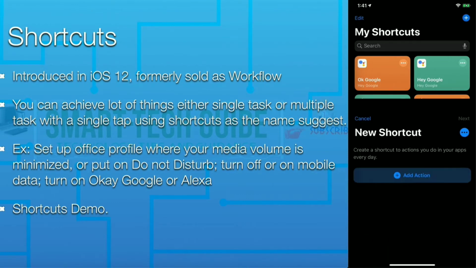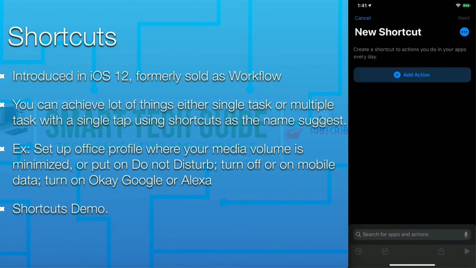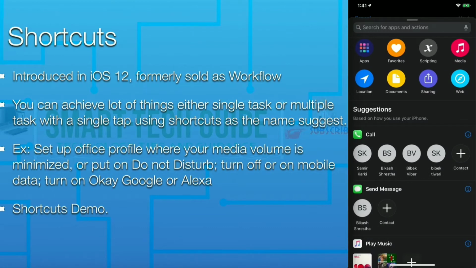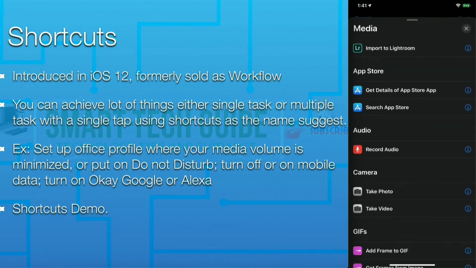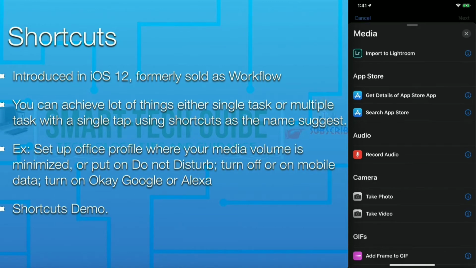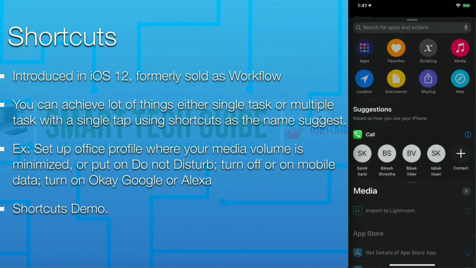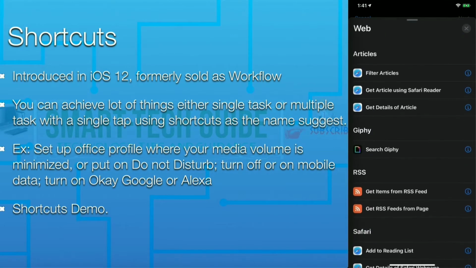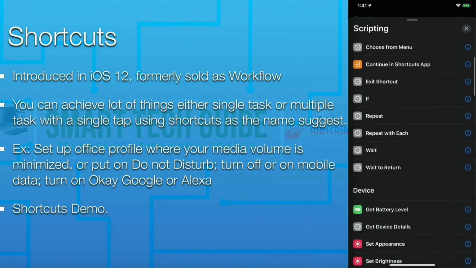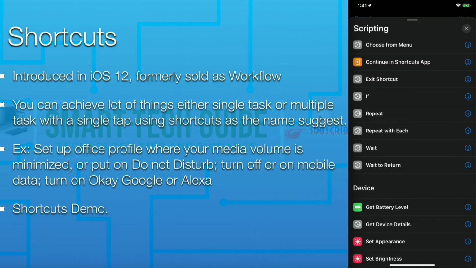Let me go to the create shortcut option, top right corner plus button, and then add action. And then I can add as many actions, like you can choose media, take photo or something like that, record audio, or you can choose other options such as web, scripting. There are many things you can do inside scripting, a little bit of programming: if else statement, repeat, and repeat with each, wait.